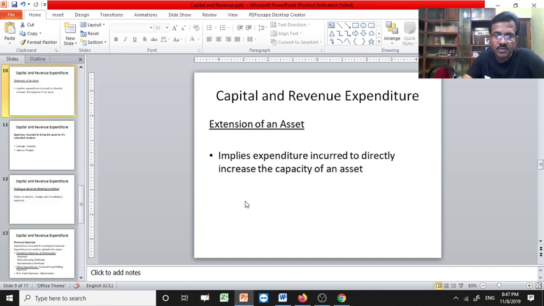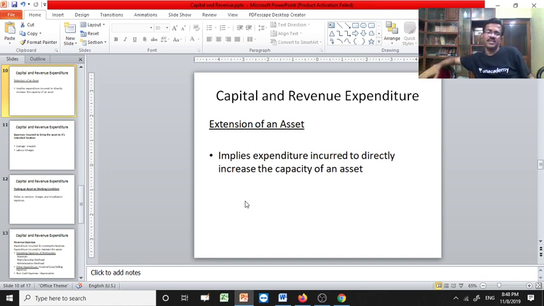Next here is extension of an asset. So this is expenditure incurred directly to increase the capacity of an asset. So if you have one furnace, you add one more furnace. If you have one factory building, you add one more factory building, or build a few more rooms. If the company has a guest house and builds or adds more houses to that house, it's an extension.